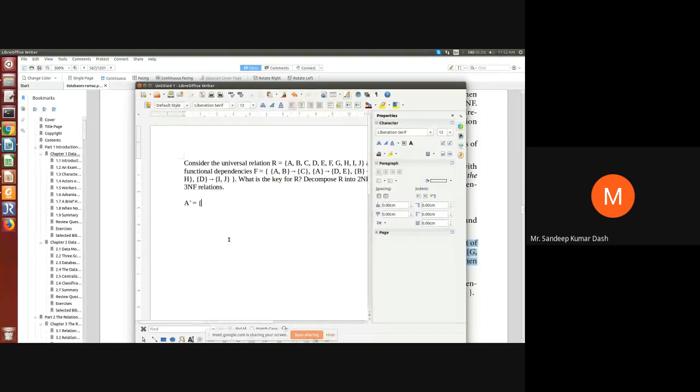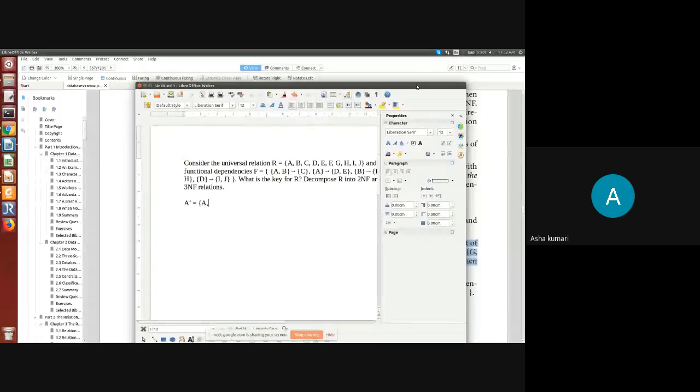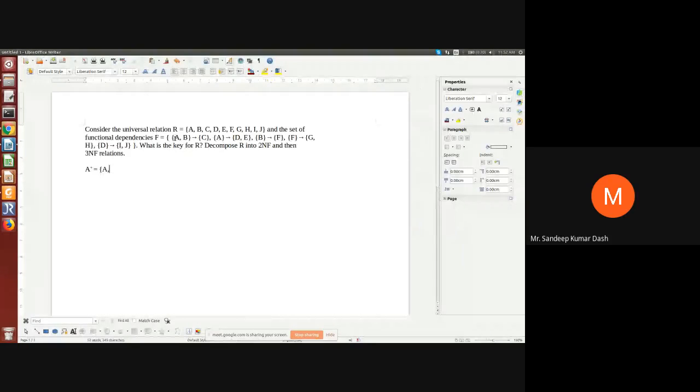A plus means closure of A, in which attribute A itself will be there along with any other. What will be there? A is deriving D and E, not BC. So A itself will be there, D will be there, E will be there. Anything else you can get into this?